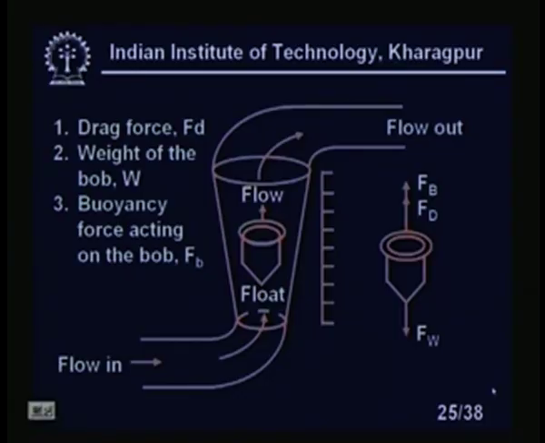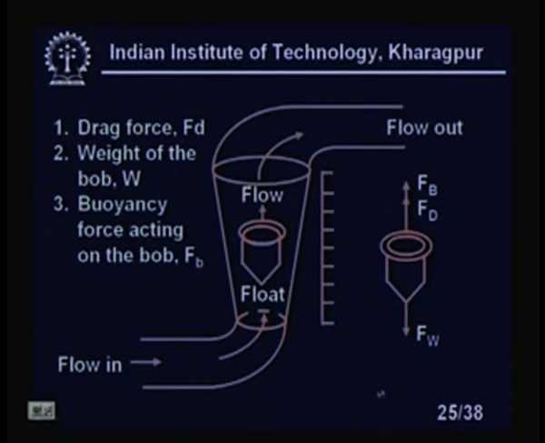So, you see, three forces are acting on the rotameter. What are those forces? Weight of the system, the mass of the system, buoyancy force and drag force. Now, the weight of the system will act downward, and the buoyancy and the drag force will act upward, right. So, Fw will always be balanced by Fd and Fb, that is, Fw equals Fb plus Fd, always.